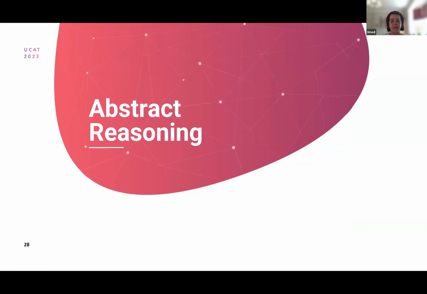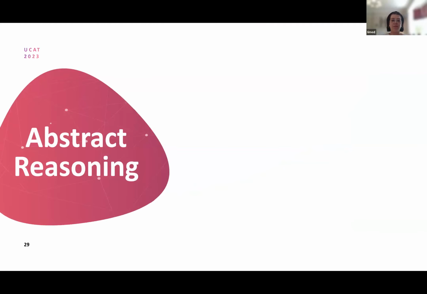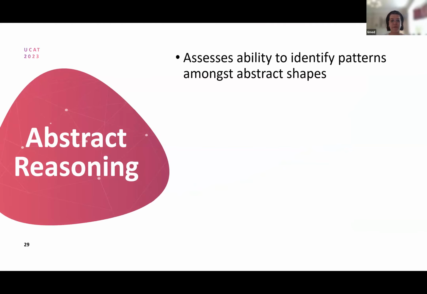Abstract reasoning. This is what most people dread the most, and I can understand, I hated abstract reasoning back when I sat my UCAT. It assesses the ability to identify patterns among abstract shapes. In medicine, you have to be able to identify patterns and make links, like when your patient comes in and gives you a load of abstract symptoms, being able to put that information together and figure out what's going on. That's what abstract reasoning is meant to represent.